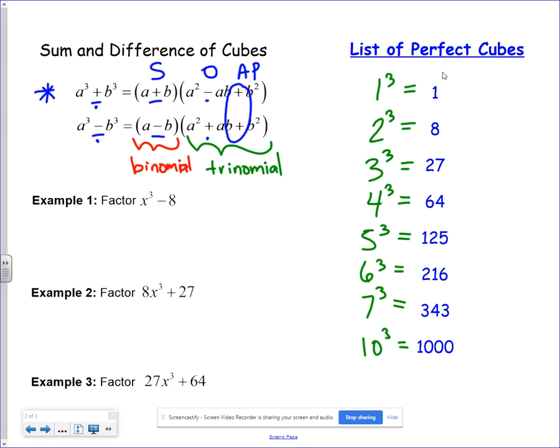Okay? Alright, so let's just use this. So let's look at example 1 here. We got x cubed minus 8. I want to factor this. Well, what do I have? I have 2 terms.